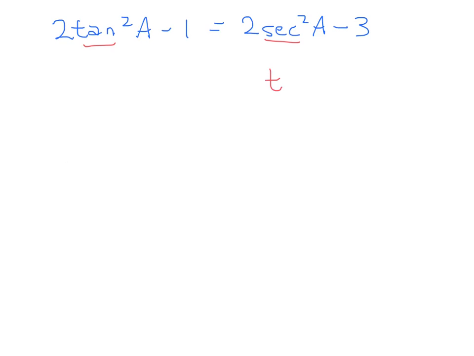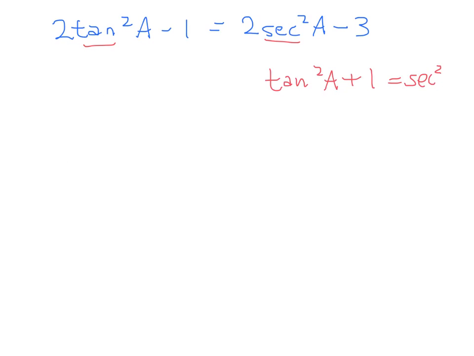Now for our next one, we have 2 tan squared a minus 1 equals 2 sec squared a minus 3. Now usually we like turning things to sines and cosines, and you can definitely solve it this way, though it's actually going to be a bit longer. What we should be using here is one of our identities that involves the tan and sec, and that one is tan squared a plus 1 is sec squared a.